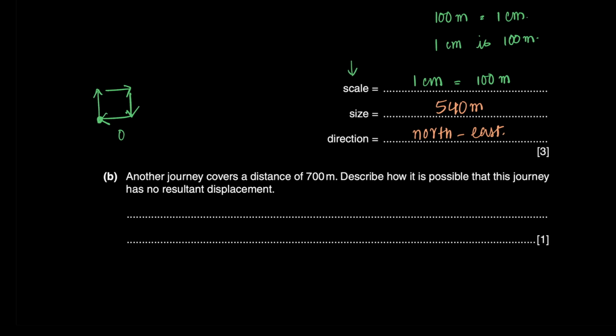Another journey covers a distance. Describe how it's possible for the journey to have no displacement. The total distance walked was 700, but they never say it's in the same direction. Well, that could happen when you walk 350 like that and then 350 back, and your net displacement is zero. Or you could have gone in a circle as well. There's no strict rule. As long as you stop where you started, you don't have a net displacement.